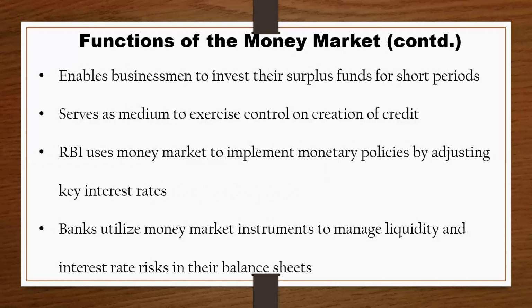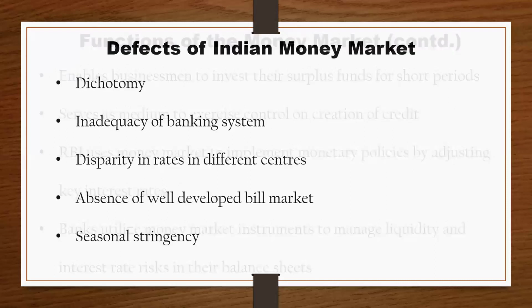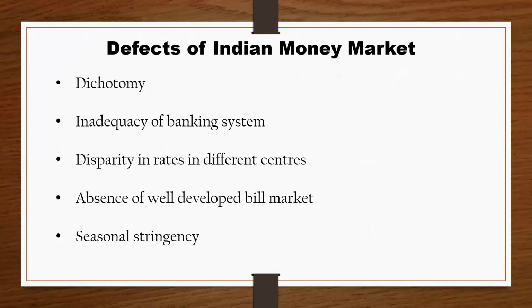The next one we can see is the defects of the Indian money market. So these are the defects of the Indian money market. The first one is dichotomy. The second one is inadequacy of the banking system. The third one is disparity in rates in different centers. Then absence of a well-developed bill market. Then seasonal stringency. We can see it one by one.